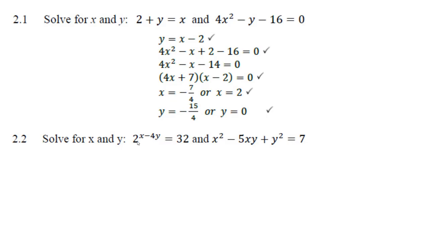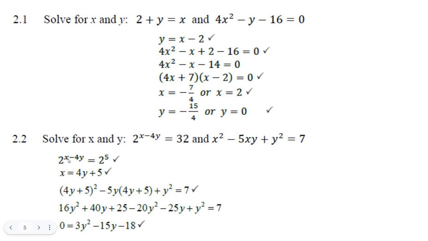Hey, this is like an exponential equation. 2 to the x minus 4y. Oh, 32, isn't that a power of 2? I think it is. It's 2 to the 5th power. And that's how you get started. 2 to the x minus 4y is 2 to the 5th. So you can say x is equal to 4y plus 5. And then you just rub out the x and put 4y plus 5. That's all that's done here.